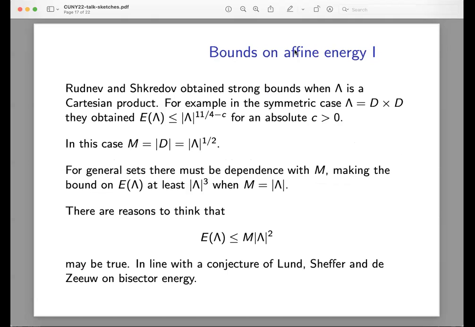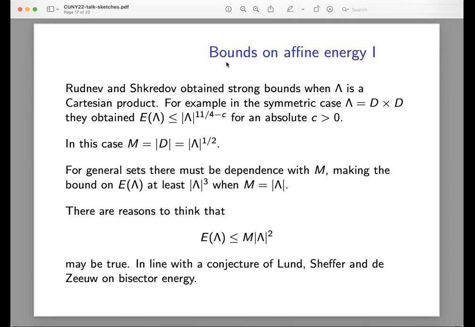So yeah, let me now start giving you some history. So the result of, I have already said that Shkredov and Rudnev used this energy in the affine group to prove some interesting stuff. But there was one peculiarity in their argument, that the point set that they took, or the set of transformations, came from a Cartesian product. So you really needed this Cartesian product structure.